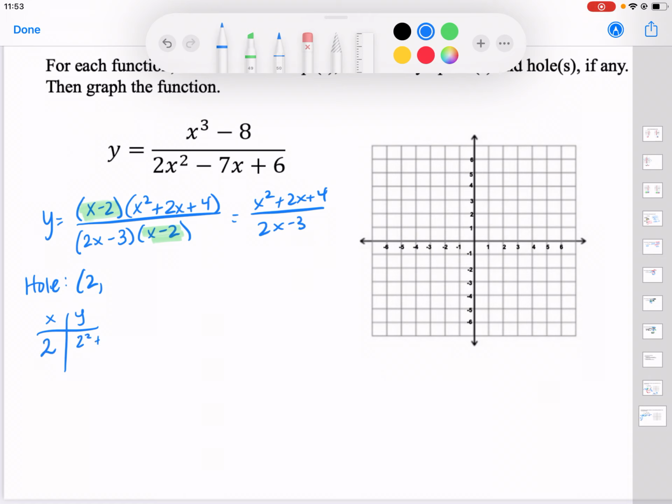So we have 2 squared plus 2 times 2 plus 4, all of that over 2 times 2 minus 3. So the bottom will be 1. 2 squared is 4, so 4 plus 4 plus 4 is 12. So this is 12. So I'm going to go over to 2 and then up 12, which is way up there. And that's okay. Just pretend this is 12, and I'll just put a hole.